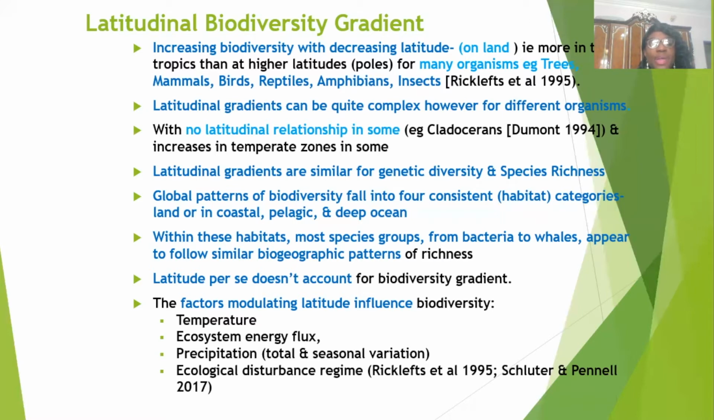Global patterns of biodiversity fall into four consistent groups based on habitats: land, coastal regions, pelagic, and deep ocean. Pelagic refers to open ocean. Within these habitats, most species groups from micro to macro follow similar biogeographic patterns. Latitude per se does not account for the biodiversity gradient. It is the factors modulating latitude that influence biodiversity. These factors are temperature, ecosystem energy flux, precipitation, and ecological disturbance regime.